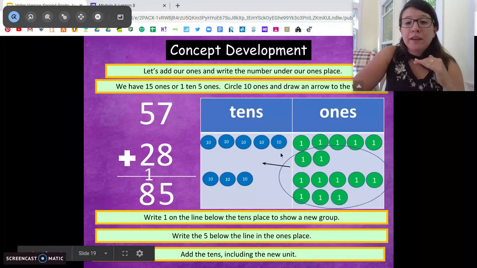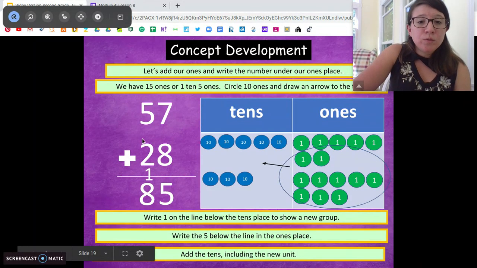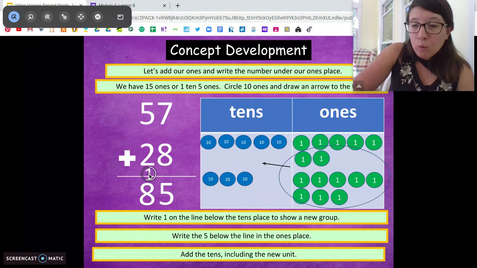Remember, every time that you move that 10 over, when you start doing the vertical method, you got to add that little 1 there, or however many 10s you're moving over, so that you add it in. 5 plus 7 plus 1 is 8.